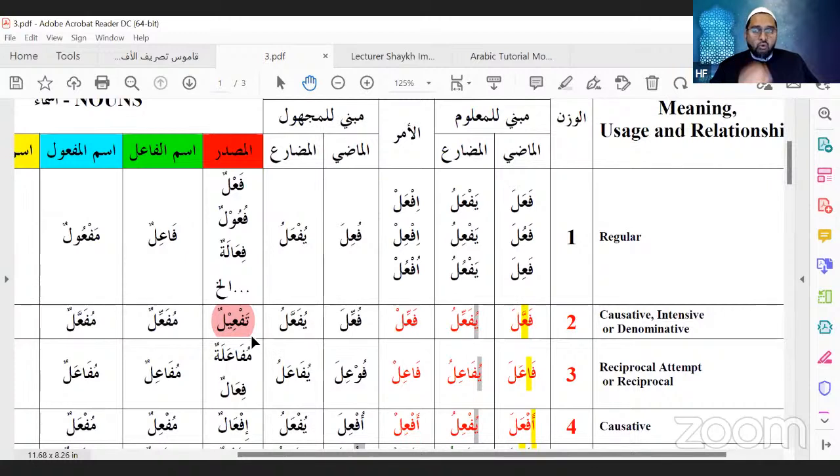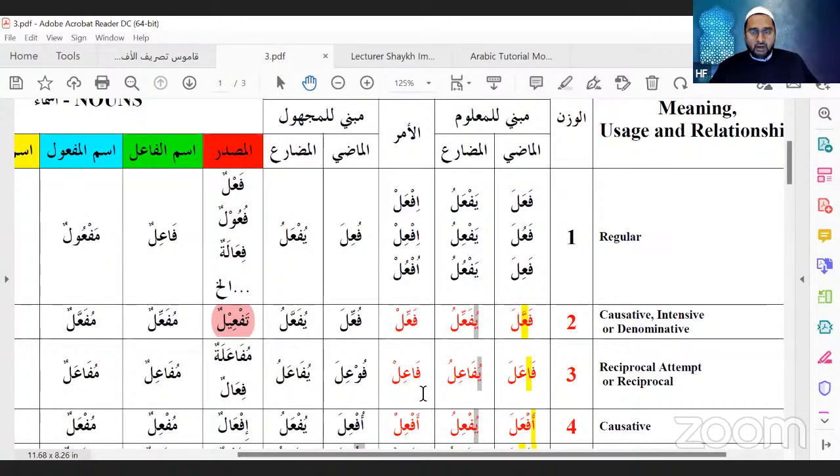So always the pattern of the 4-letter verb of fa'ala yufa'ilu, the masdar, the root word, will always be the same. Is that clear? Even though it always comes the same, but you'll know from that this root word is for this verb. Is that clear so far?